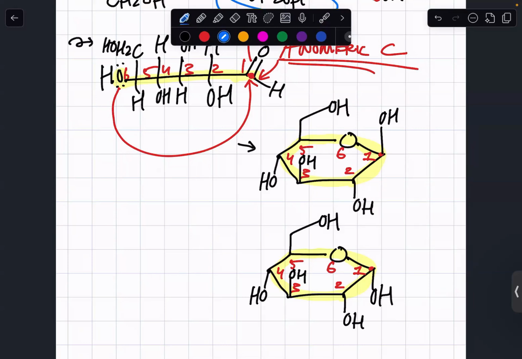Now, let me just make sure which anomer is what, just to make sure before I tell you. Okay, so this is going to be the alpha anomer, and this is going to be the beta anomer, and I'll show you how I determine that.